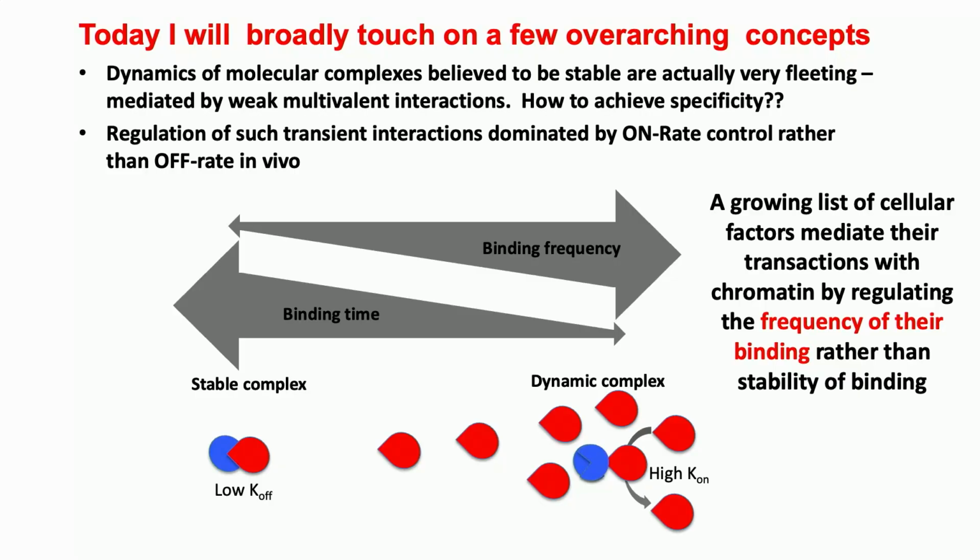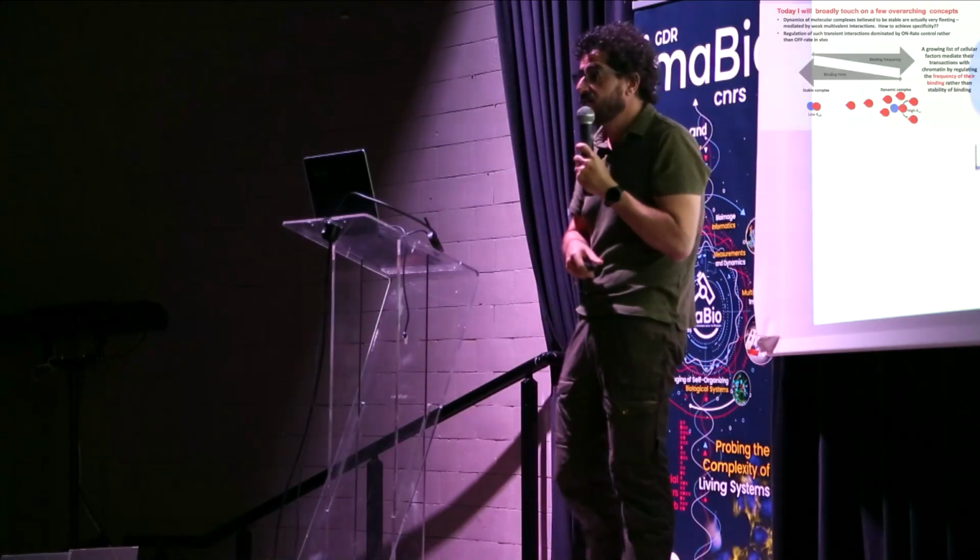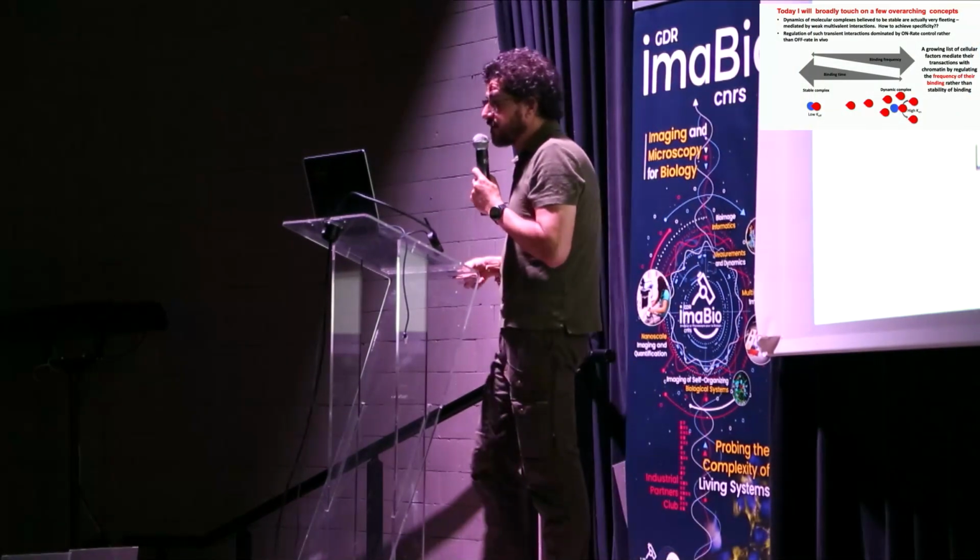A general theme of the different examples I'm going to illustrate today is that we are going to care more about the binding frequency, how often molecules are binding, so basically the K on, than the binding time, which is the K off. And we are going to see that in transcription regulation, at least, there are very few stable complexes with very strong interactions. It's very often systems where molecules are constantly interacting and breaking apart. And it's really a K-on regulation.